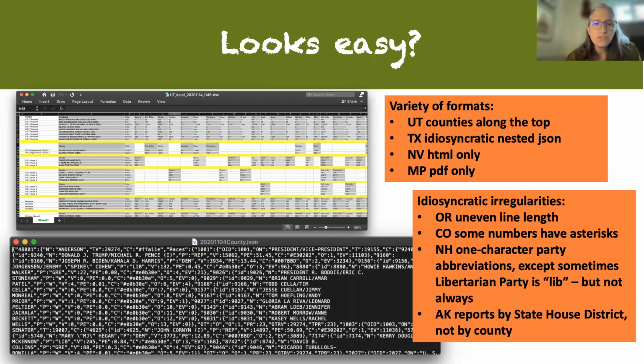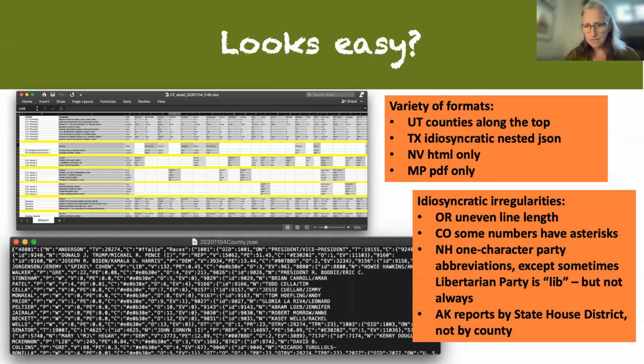So the problem is that these results are published at the state level, and they come in a variety of formats because every state board of elections can make its own choice about how to publish this. And the variety is staggering. It's not just variety in who puts what across the top and what down the side. It's all kinds of other variety. Anyone who knows what MP stands for? I mean, UT Utah, TX Texas, NV Nevada, MP. If you know what MP stands for, please put it in the chat.